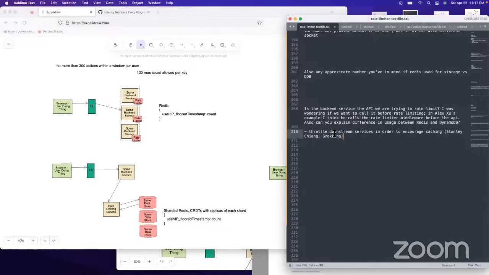So sometimes you do just want to throttle downstream services. It's to encourage them to cache your data. In this one case, someone was at Amazon. There was this case where we wanted to map marketplaces to their IDs, or map a merchant's account to its ID.